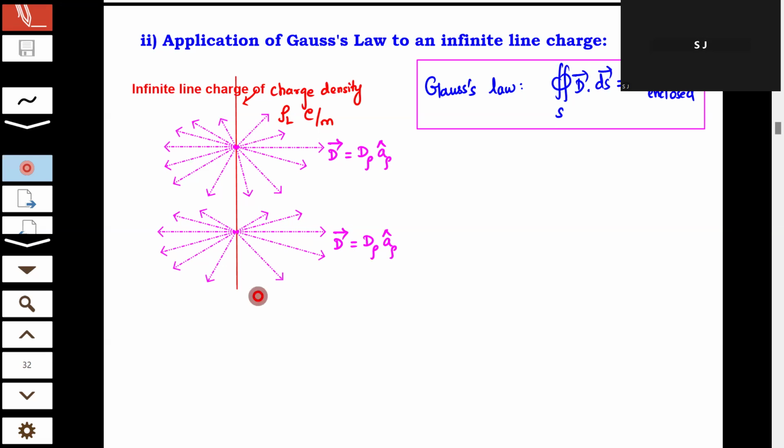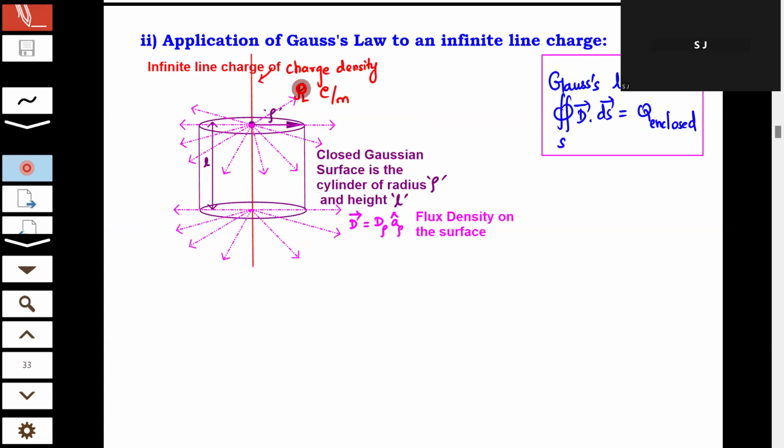Throughout the length of the line, the flux lines are radially outward. For such field distribution, the closed Gaussian surface can be chosen in the form of a cylinder of radius rho and height L to satisfy the two conditions. Everywhere on the surface, D should be tangential or normal, and everywhere on the surface, D should be constant.